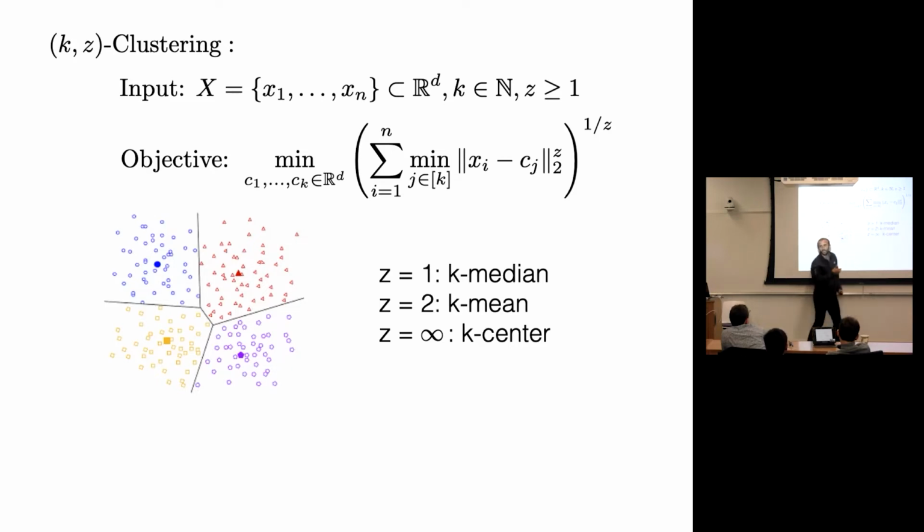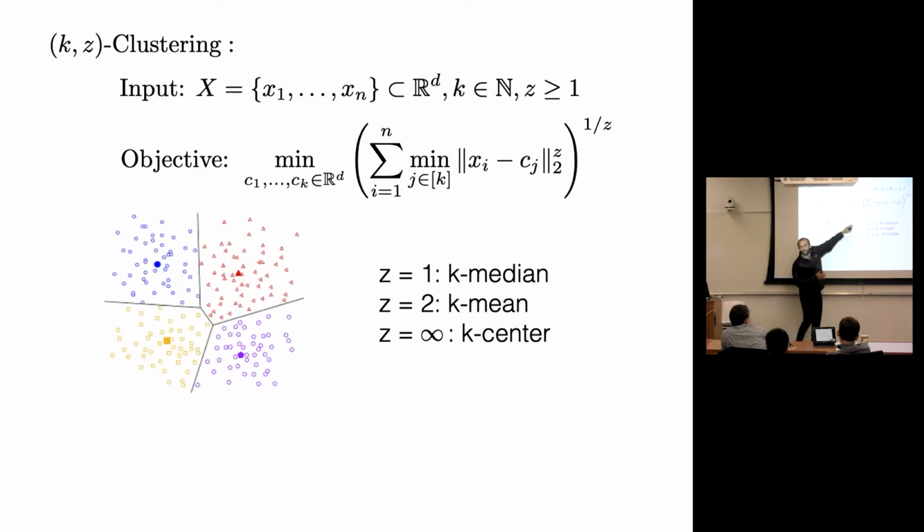Z is going to be some measure of how your cost changes with respect to outliers. And what is the objective? Well, now you get to pick not one center, but k centers, c1 through ck, and the cost is how each point xi chooses its closest center, so you minimize over j for c1 through ck, and you pay the distance to the z power, and then you take the power 1 over z. When I described k-median, this was z equals 1 and k equals 1.